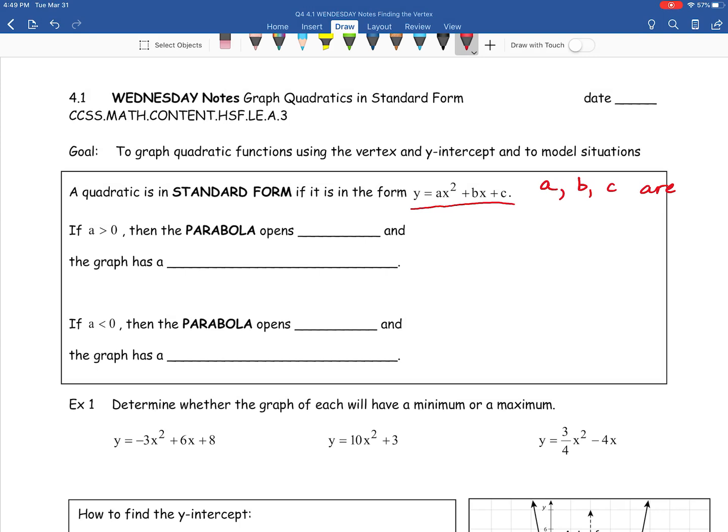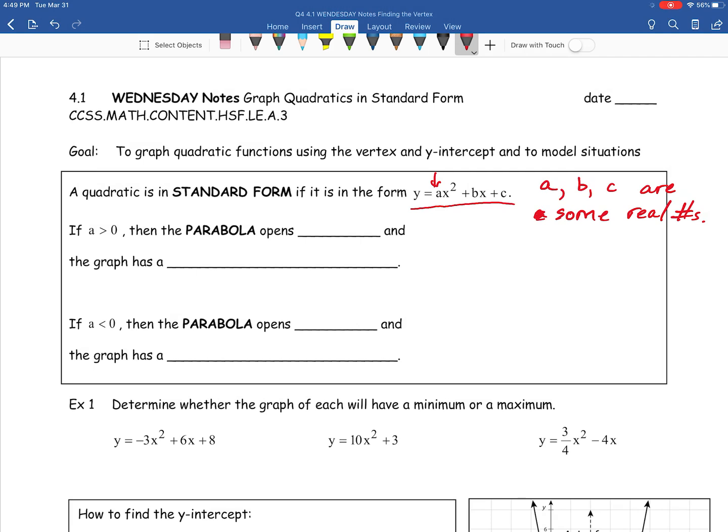So they are some real numbers. Okay. And to help us out with the shape of those u's that we've graphed, the a value, this guy right here in front of our x squared term, actually controls quite a bit.